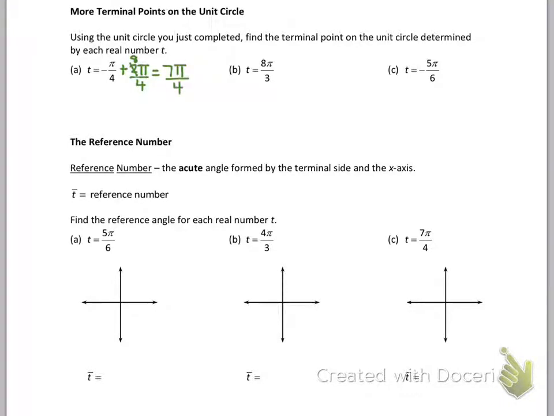So now I have a value that is on my unit circle, and you can look at your unit circle and know that 7 pi over 4 has the terminal point root 2 over 2, comma negative root 2 over 2.